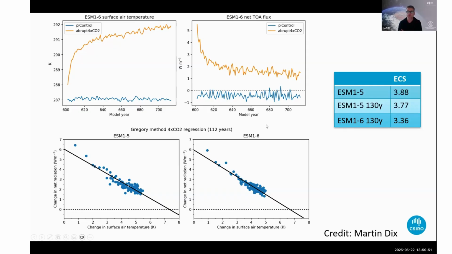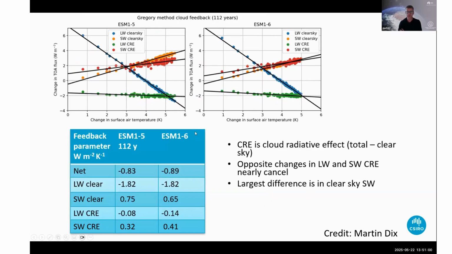It's not something we should be concerned about. It's not getting higher, but it would be good to better understand why it's lower now. Martin has done some analysis on this already. We're using the Gregory method to calculate the climate sensitivity, and that's basically based on the top of the atmosphere radiative imbalance and the temperature change. Here are the different components. Martin highlights that the largest difference is in the shortwave clear sky radiation, and that's probably then tracked down towards a change in the ice albedo, I believe.